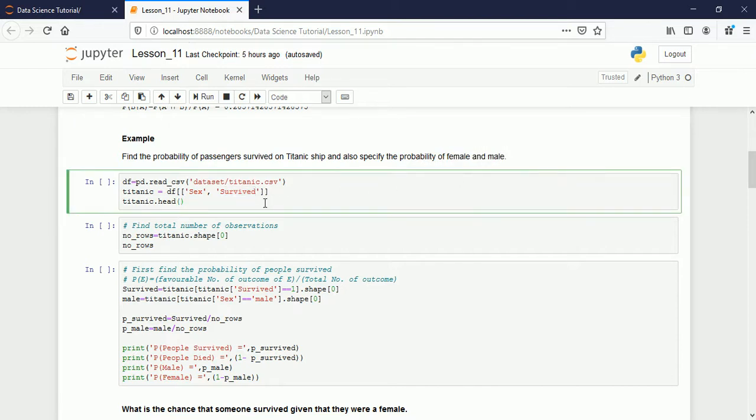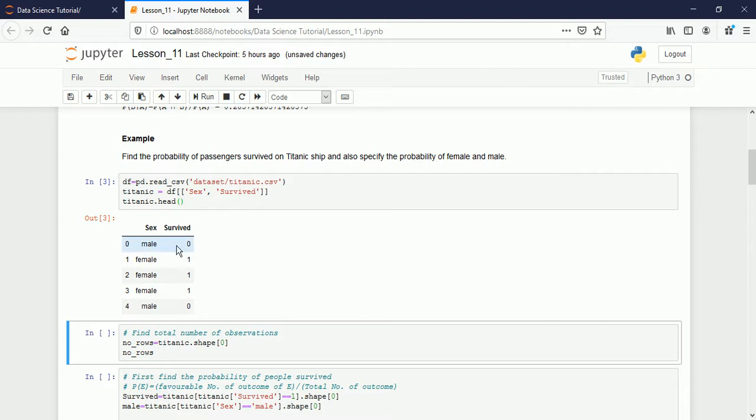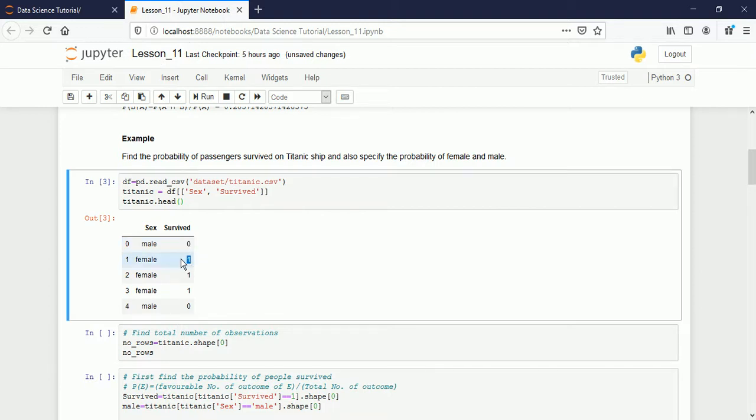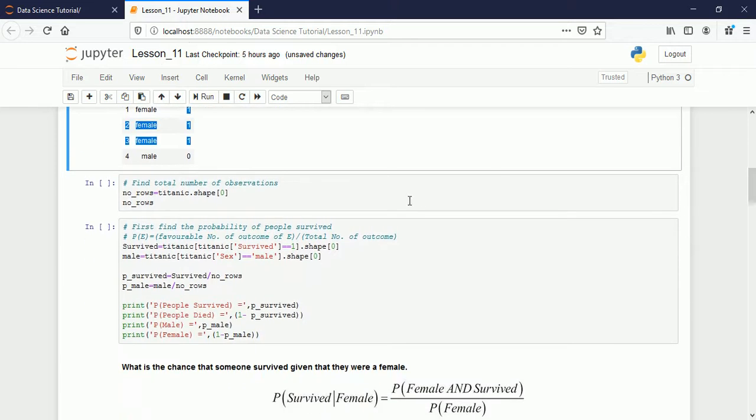So we are executing this part. So male and female are listed here, and survived and dead are shown by 0 and 1. 1 means alive and 0 means dead. Dead, alive, dead, alive. Female and male are the people here.